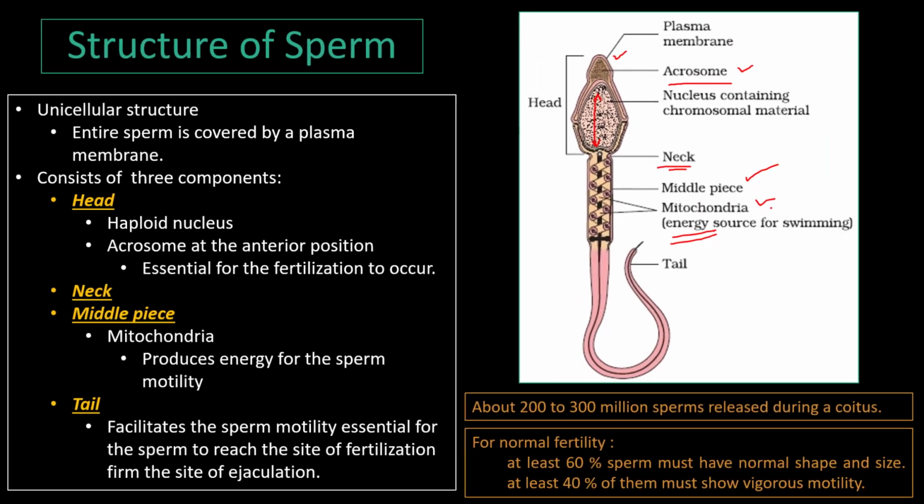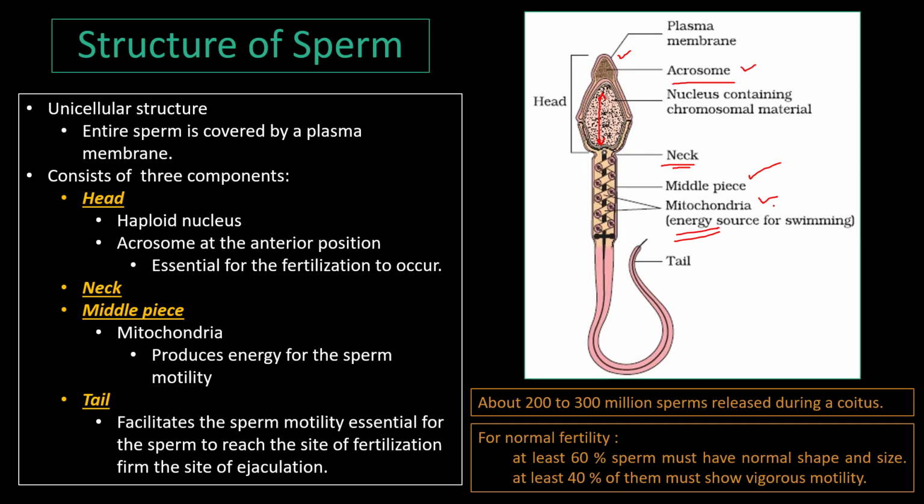Now remember, the tail is the last portion, and it helps the sperm in motility. In a single ejaculation during coitus, around 200 to 300 million sperms are released, and for normal fertility, of these 200 to 300 million sperms, at least 60% must have the normal shape and size, and at least 40% must show vigorous motility.